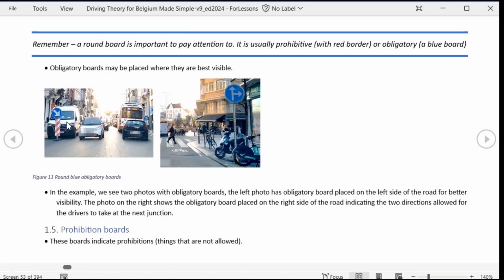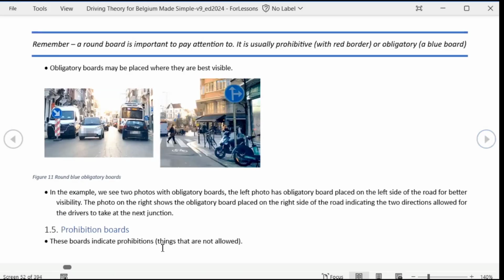On the left, there is this obligatory board which is placed on the left, which indicates, go from here. And you see the board is not placed on the right. So an obligatory board may be placed at any place where it is best visible. Now there is another obligatory board in the right image, which is placed on the right side, and the obligatory board says, at the next junction, you are only allowed to turn right or go straight ahead, which means that at the next junction you cannot take a left turn. So it gives you obligation that you must follow only these rules.